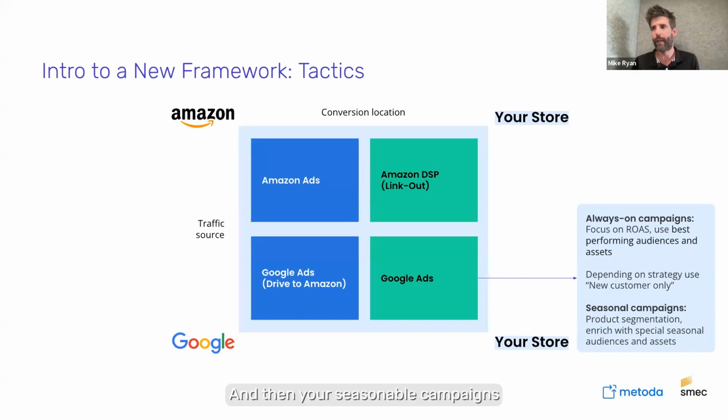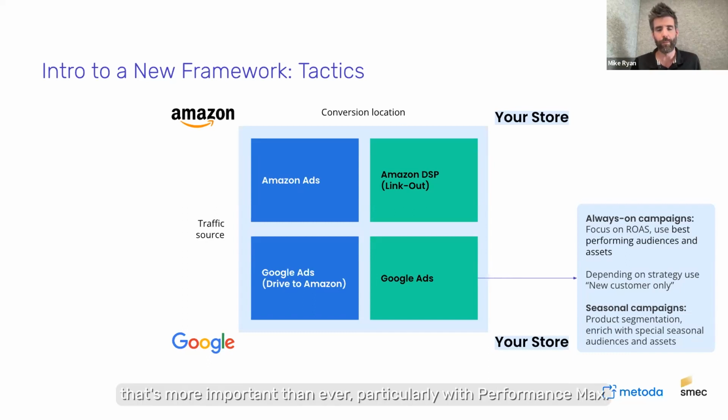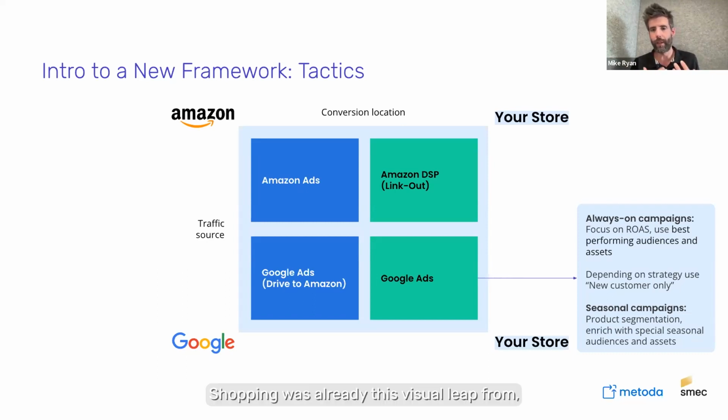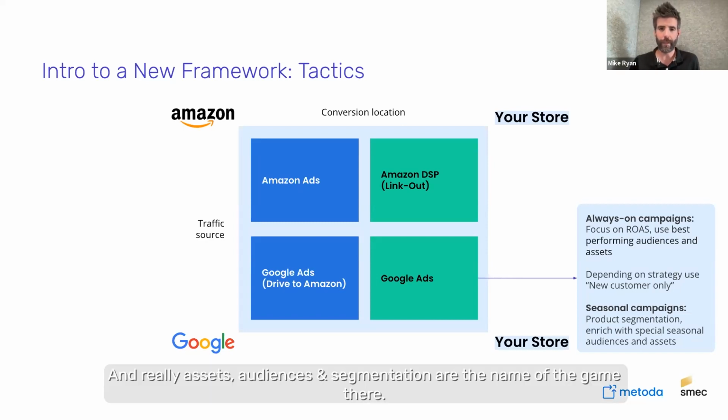And then your seasonal campaigns should really focus on product segmentation. This should be part of what you're doing anyway, but getting your assets nailed, your seasonal assets, that's more important than ever, particularly with Performance Max. It is offering these other more visual formats. Shopping was already this visual leap from the text ads that Google Ads started out with, but you've got to nail this stuff. And really, assets, audiences, and segmentation are the name of the game there.